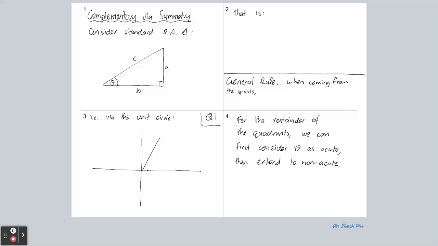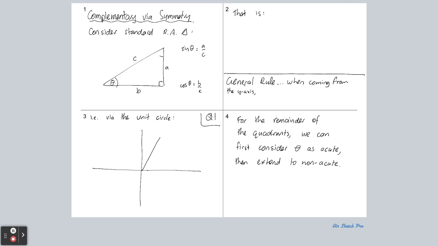In this lesson, we're going to develop some symmetry properties by considering complementary angles. Now, we're going to start by having a look at this triangle here. It's a standard right angle triangle. There's an angle theta. We have the sides labeled A, B, and C. And we know that, for example, the sine of theta would be A over C, opposite over hypotenuse. And the cosine of theta would be adjacent over hypotenuse, which is B over C.